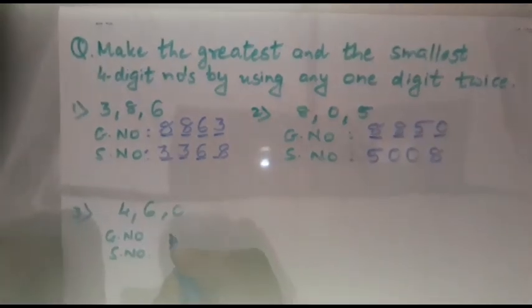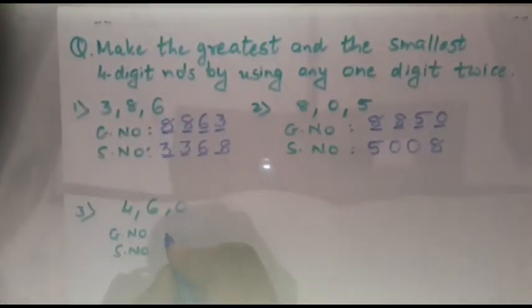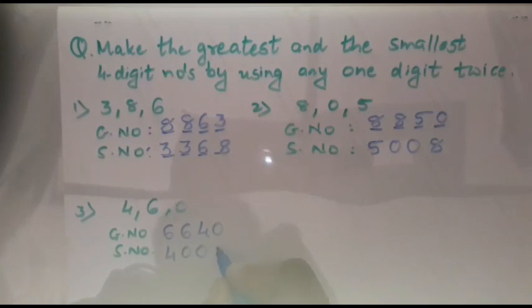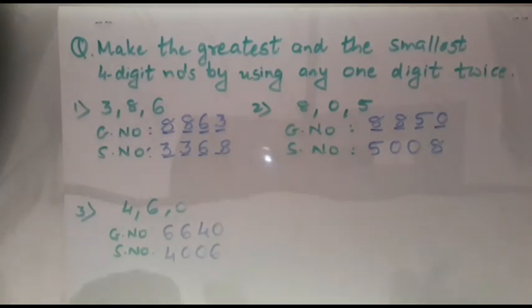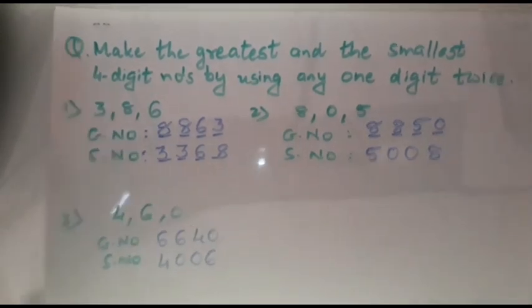Let's go with the third example. Greatest number: 6, 6, 4, 0. Smallest 4-digit number: 4, 0, 0, 6. Let's see one more question with the conditions given.